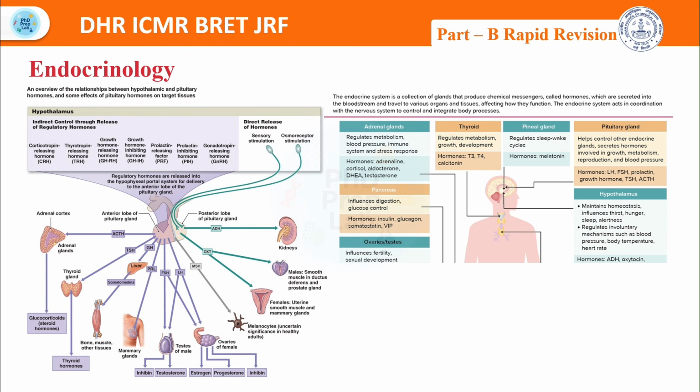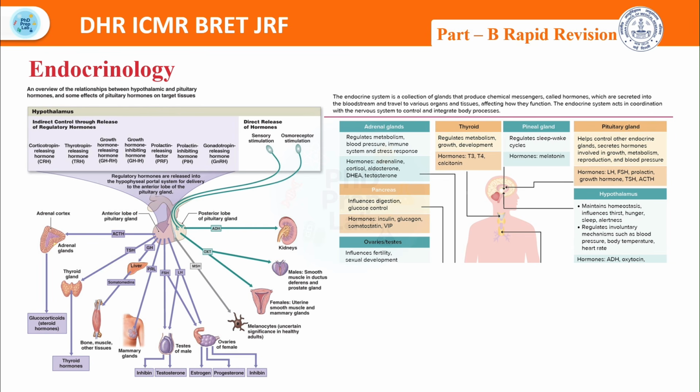Then we have CRH, which is corticotropin releasing hormone, which stimulates the ACTH, which is also a secretion of the pituitary. Then you have GnRH, which is gonadotropin releasing hormone, which stimulates FSH and LH. So this is the chart where you can see which hypothalamic hormone stimulates which pituitary hormone. All those releasing hormones are mainly secreted by the hypothalamus, as you can see on the screen.